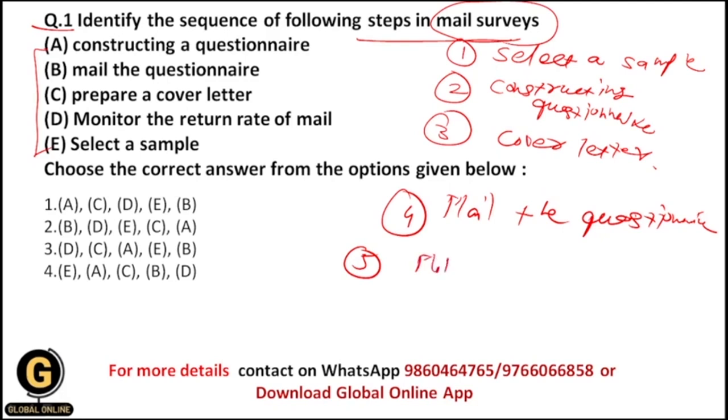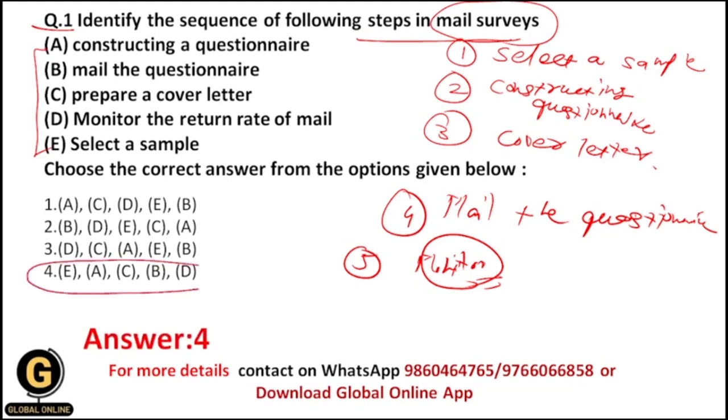So it means that you are going to follow up your response rate from the participants and the non-participants as well. So basically you are going to provide more consent, or you are going to provide more information to the non-participants so that they will participate in the survey and they will provide you the responses. So that students, the correct answer for this question should be 4, E, A, C, B, D, because here your E, that is select a sample, should be the first step. A should be the second step, that is constructing a questionnaire.